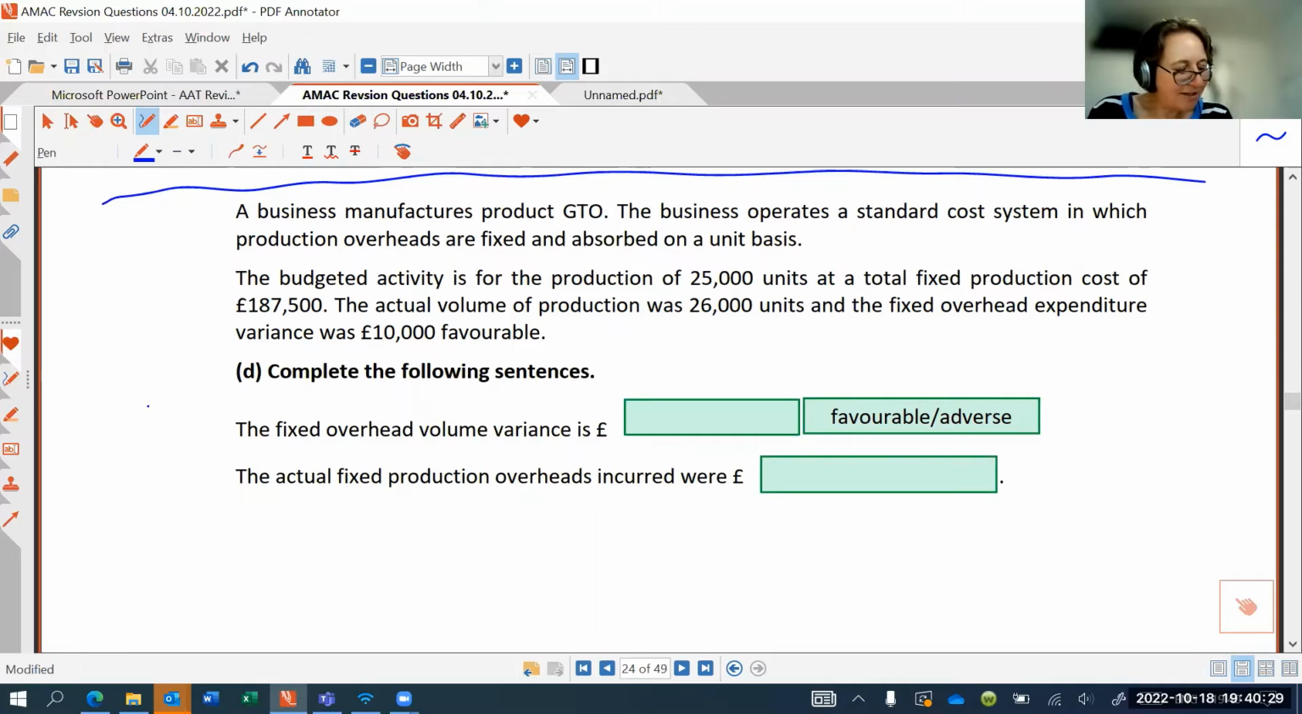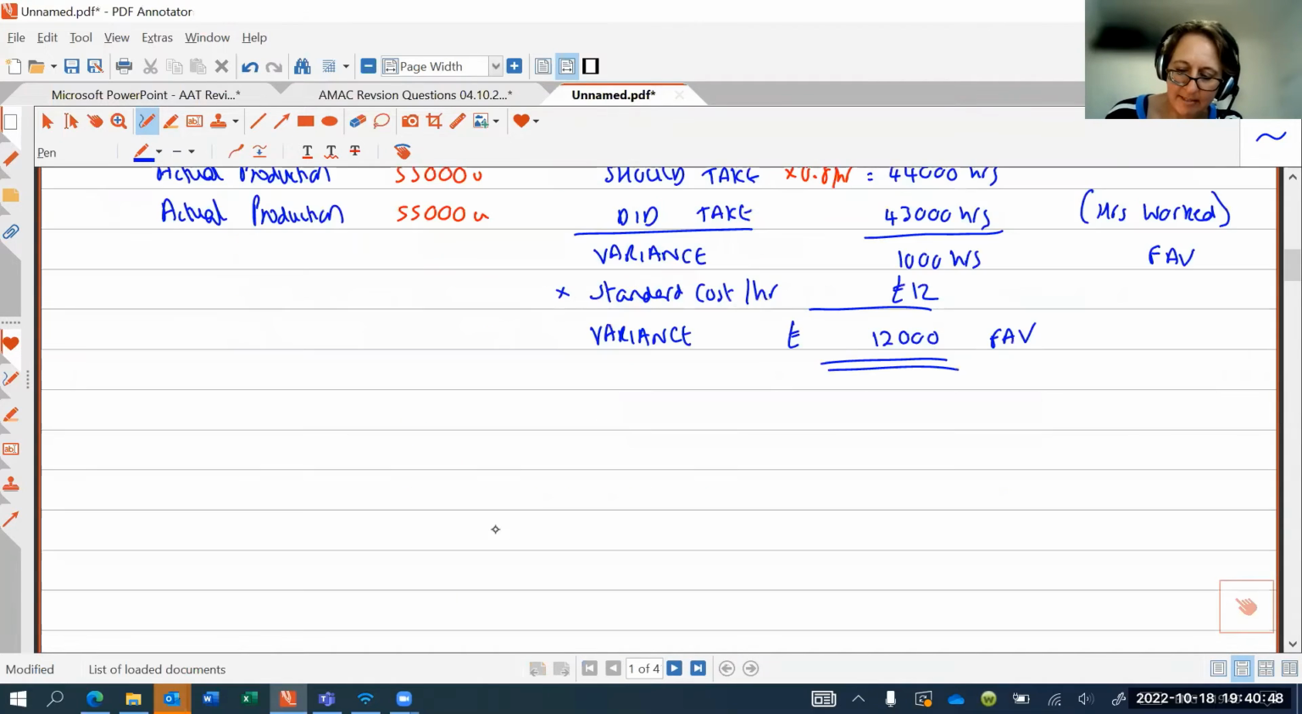D is like a double question. It's like a 2-in-1. If I actually skip to the requirement, it's asking me a fixed overhead volume variance. And then it wants the fixed overhead incurred as well. We're going to tackle it one part at a time. Fixed overhead volume variance. Let's do that first.